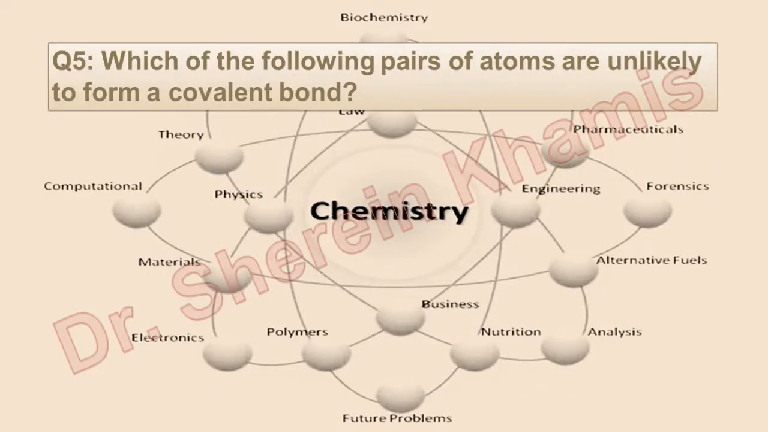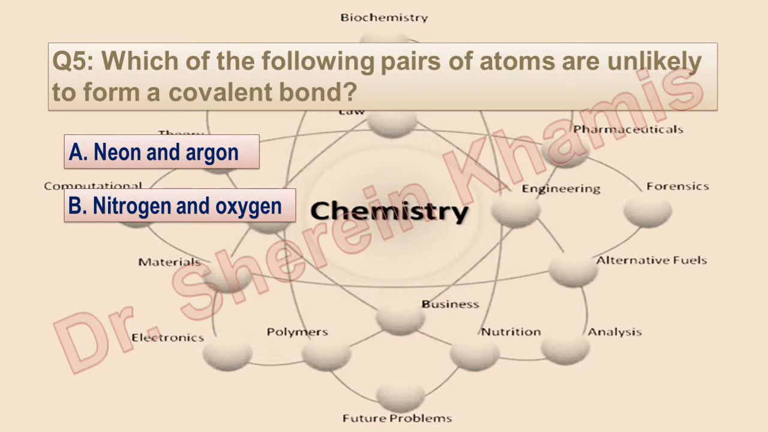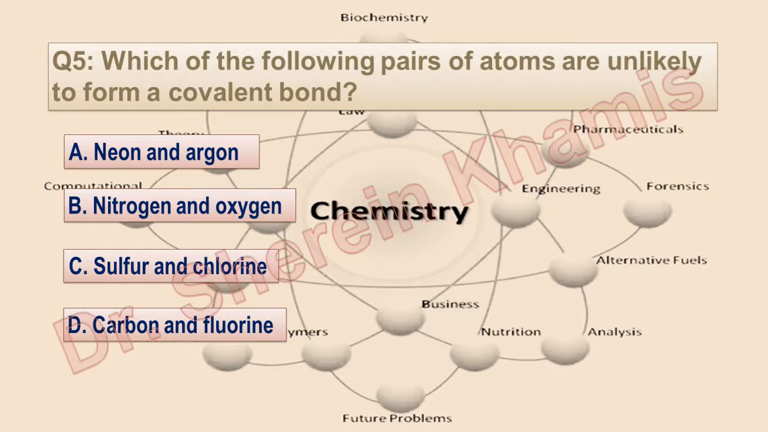Okay, question number 5 says: which of the following pairs of atoms are unlikely to form a covalent bond? We have pairs of atoms. The first one, neon and argon. The second one, nitrogen and oxygen. Third one, sulfur and chlorine. Fourth one, D, carbon and fluorine. And the last one, boron and hydrogen. Do you think all of them form a covalent bond?